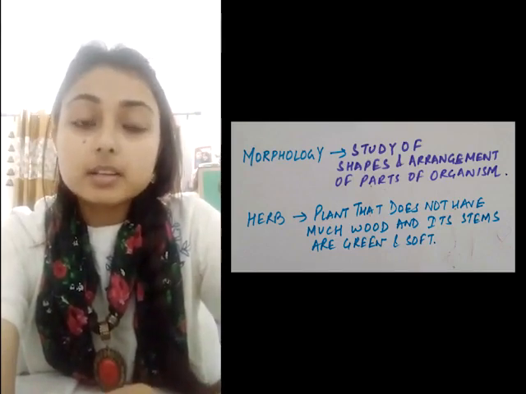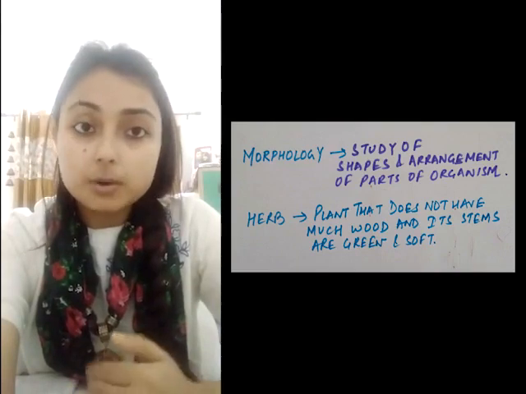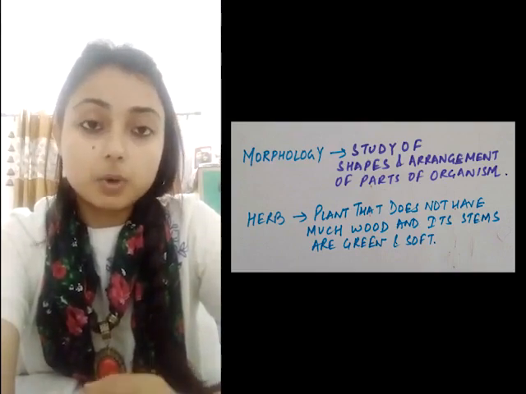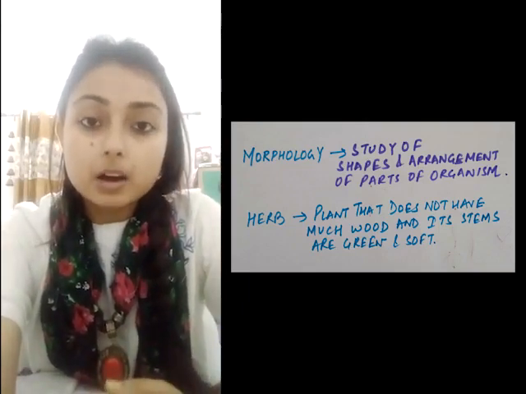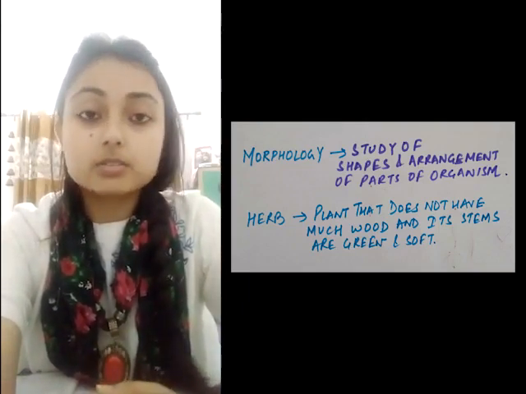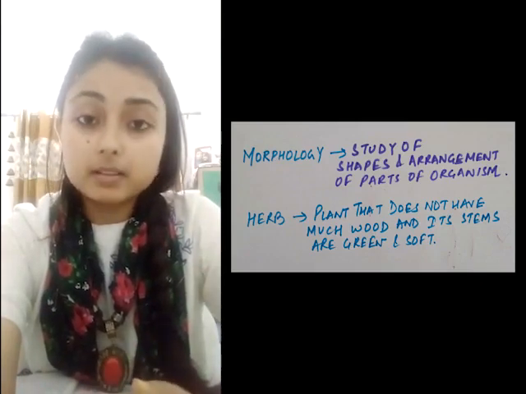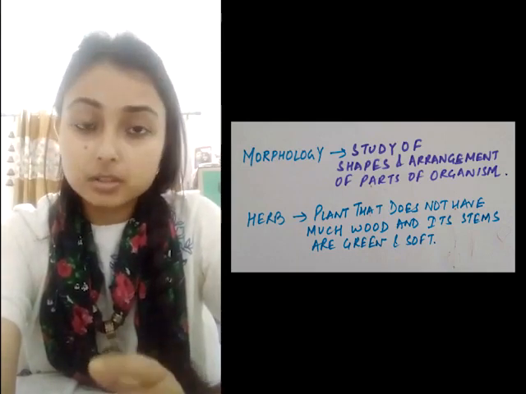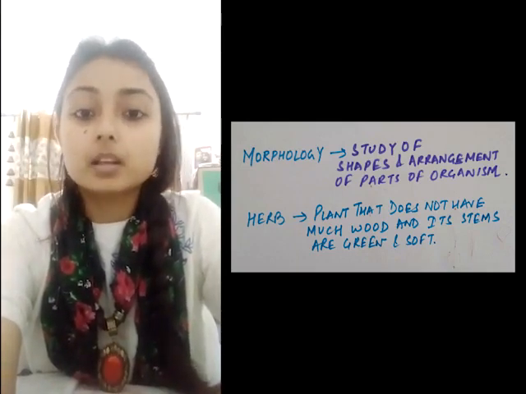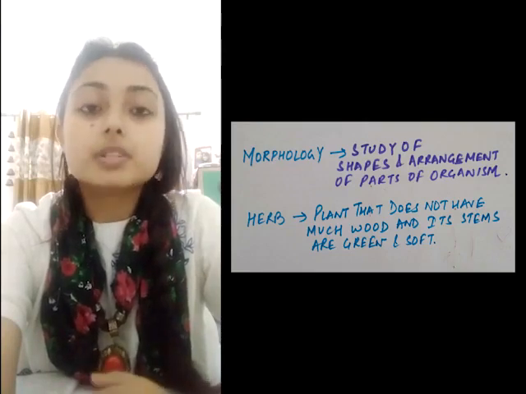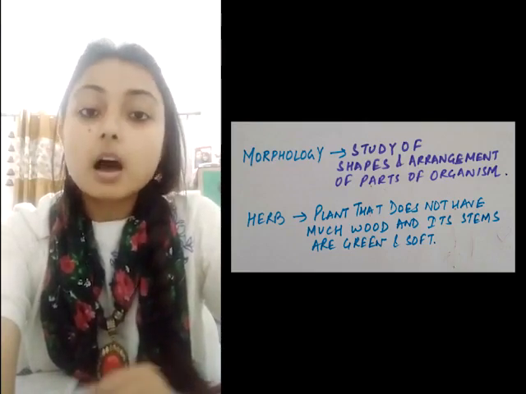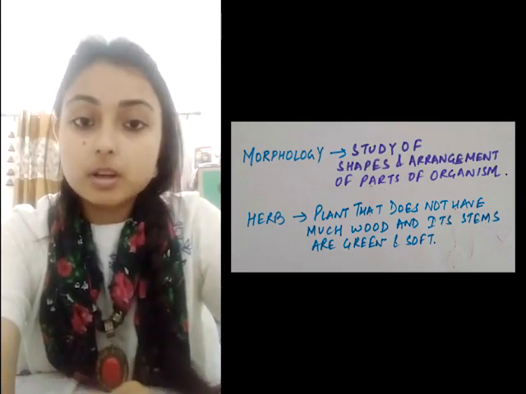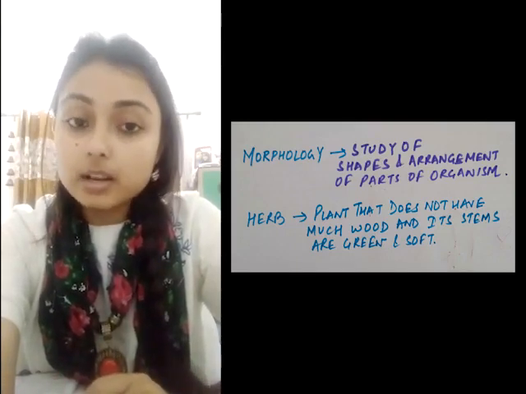So external morphology means the outside structure of simple herbaceous plant. Now what is herbaceous? Herbaceous denotes or relates to herbs. So all plants, like all herbs, come under this topic herbaceous. Okay. Now, what is a herb? How is it different from a tree? A herb plant is a plant that does not have much wood and its stems are green and soft.